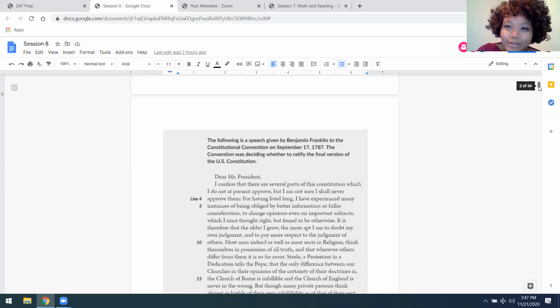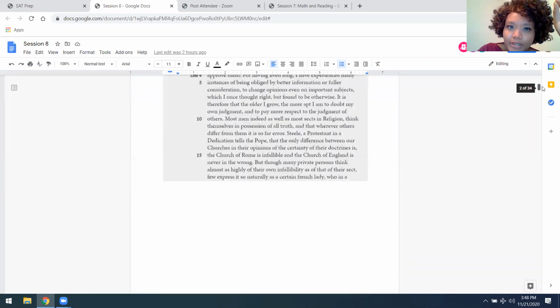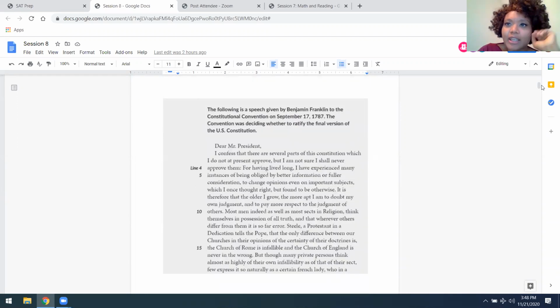Sometimes when you read a little faster, like in skimming, it helps you pay attention to it more. When you try to go slow and pay attention to every detail, sometimes it can make you read slower and you lose focus, at least for me. So we're going to try to skim the passage, then go to the questions. And of course, if something is referred to specifically like a line, then go to that line and read the lines that came before and after it.